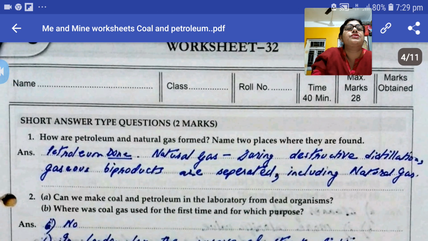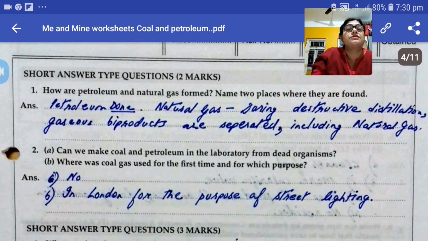How are petroleum and natural gas formed? This one you can write. Okay, so petroleum, how it is formed, we have already done. And how is natural gas formed? During destructive distillation, gaseous byproducts are separated, including natural gas. Okay, so name two places where they are found, that is also done.